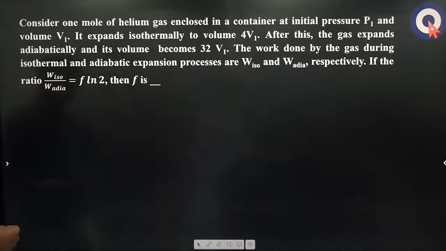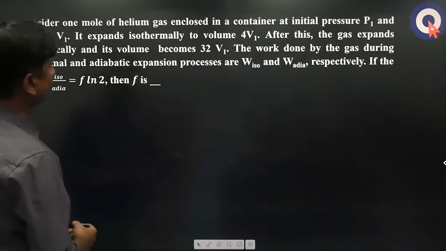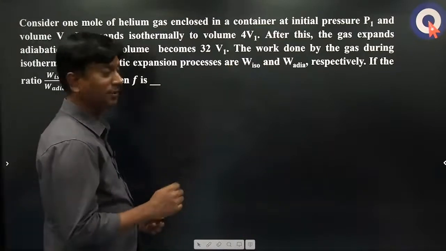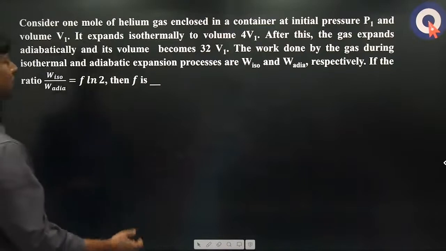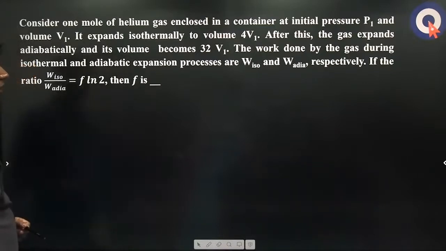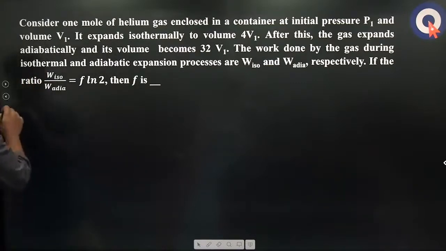Read this, go through this question. Consider 1 mole of helium gas enclosed in a container at initial pressure P1 and volume V1. It expands isothermally to volume 4V1. After this, the gas expands adiabatically also and its volume becomes 32V1. Then find the work done by the gas during the isothermal and adiabatic expansion processes. Both of them are expansion. So make a graph also.